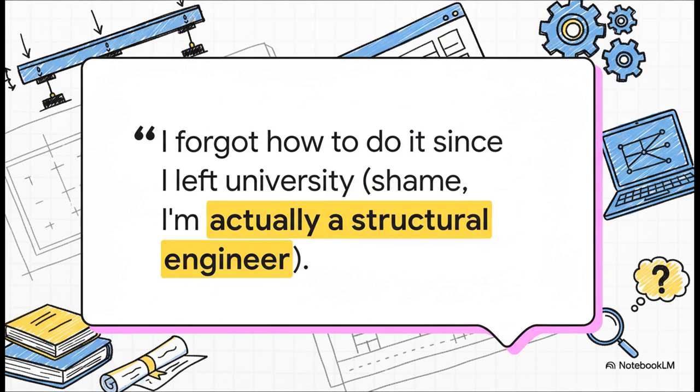A user, who's an actual structural engineer, basically admits, hey, I totally forgot how to do the math for these multi-span beams, something they learned way back in school. So they go looking for a tool, any tool, to help them out. And that one question kicks off this whole journey from basic principles all the way to modern software.